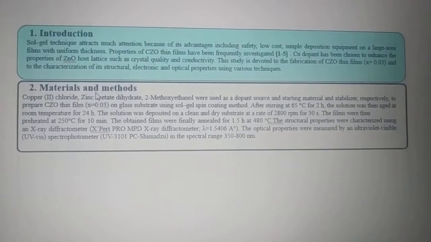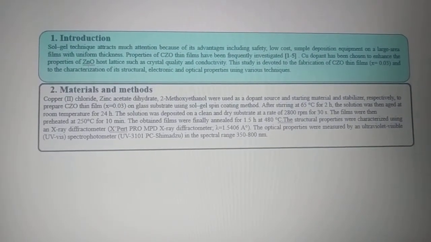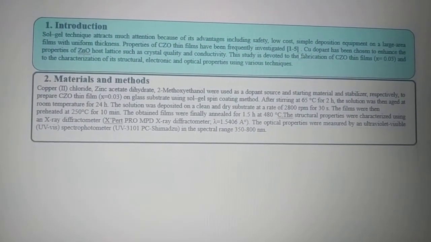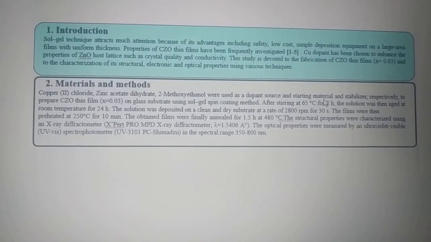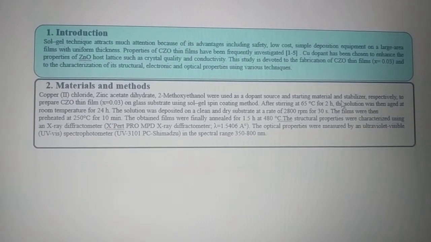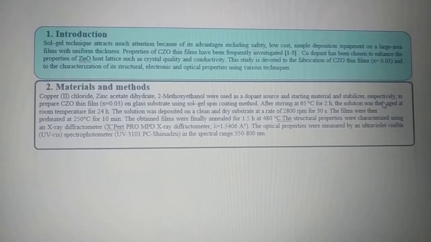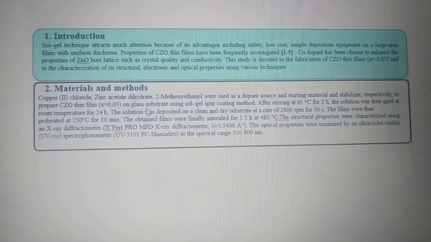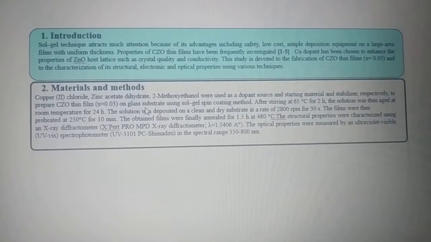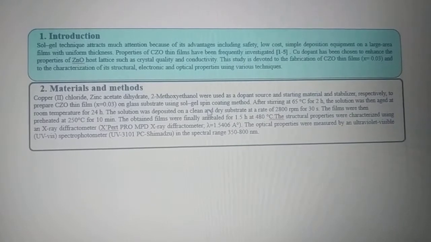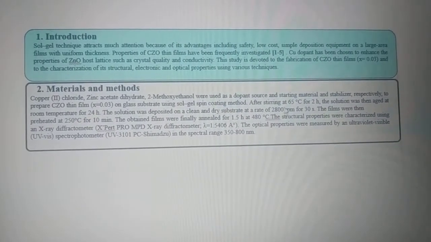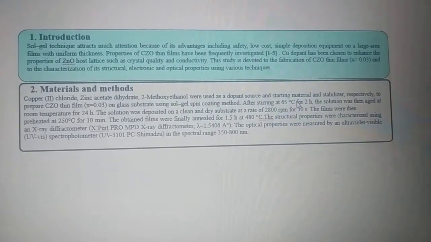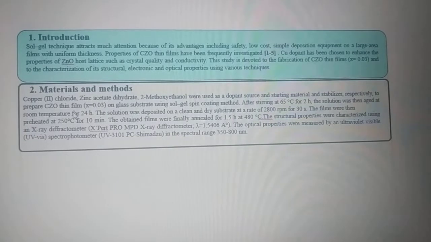The second one is materials and methods. Copper chloride, zinc acetate dihydrate, and ethanol were used as dopant source, starting material, and stabilizer, respectively. To prepare copper-doped zinc oxide with 0.03% of copper, thin films were made on glass substrate using the sol-gel spin coating method. After stirring at 65 degrees Celsius for 2 hours, the solution was then aged at room temperature for 1 day.